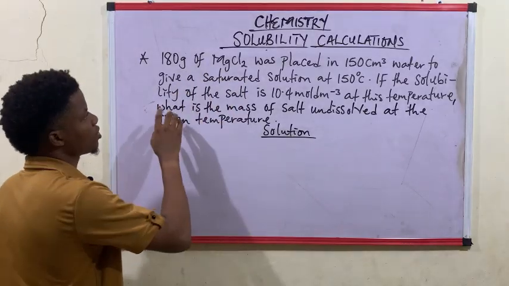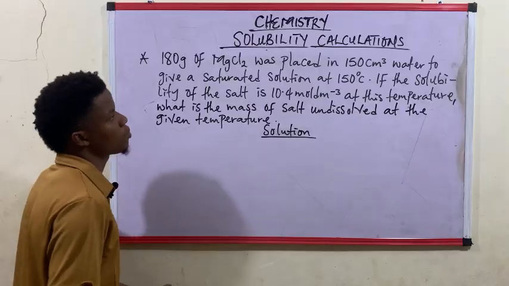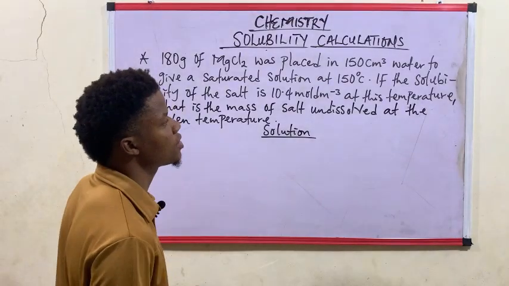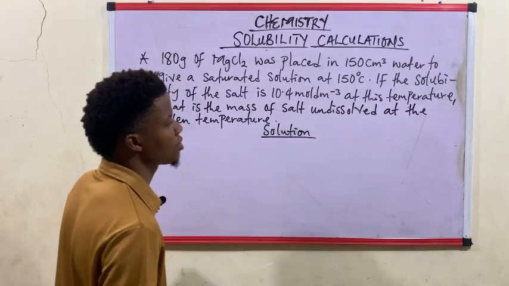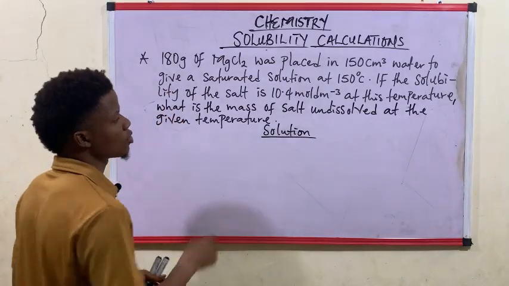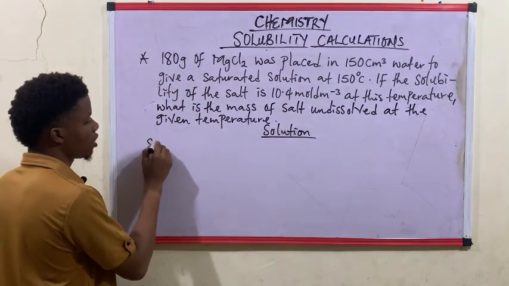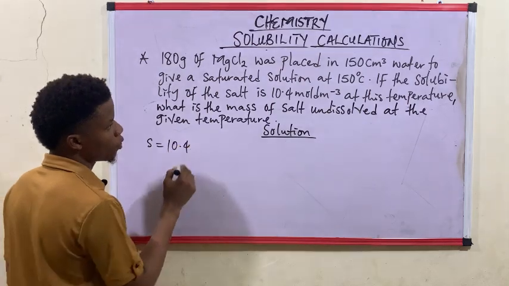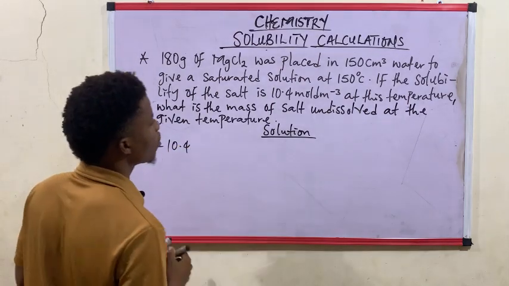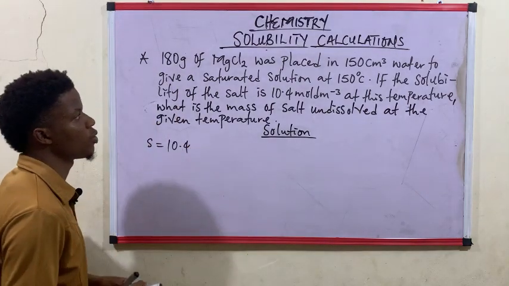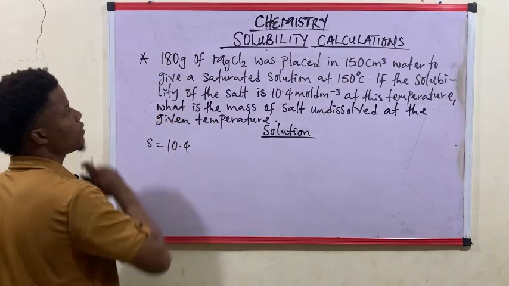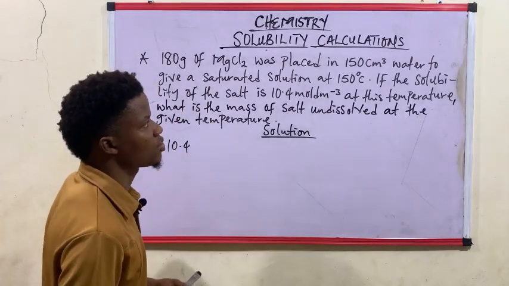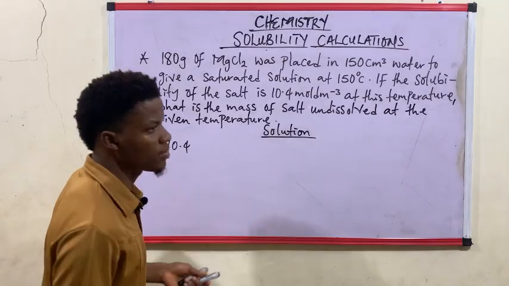Now, if you look at this question, it says 180 gram of magnesium chloride was placed in 150 centimeter cube of water to give a saturated solution at 150 degrees Celsius. We are given the solubility of the salt, which is 10.4, at this temperature. What is the mass of salt undissolved? But if you remember, we were given 180 gram of magnesium chloride.